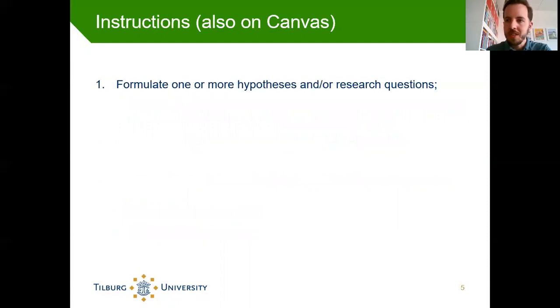All right, some more instructions for this first assignment. So what you will do is you get this case study in text, so a text describing a certain case, and you also have the data set. What you will first do is deduce from this text, from the data set, one or more hypotheses and/or research questions. And you will simply write those down.